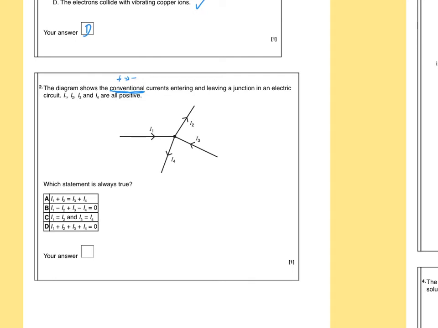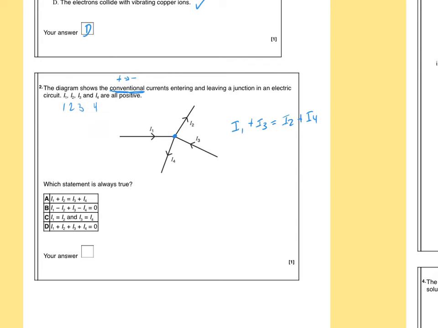Even though they don't have numbers, it could have been, for example, 1, 2, 3, 4, whatever. They could have had their own numbers, but it gives you a general term, I1. So the subscript just shows you that it's a different number. It says which statement is always true. If we have a look, we know that the ones going into the junction are I1 and I3, and the ones coming out of the junction are I2 and I4. Now let's have a look.